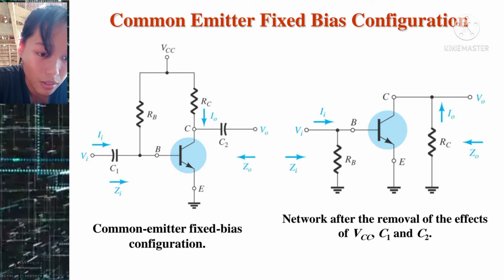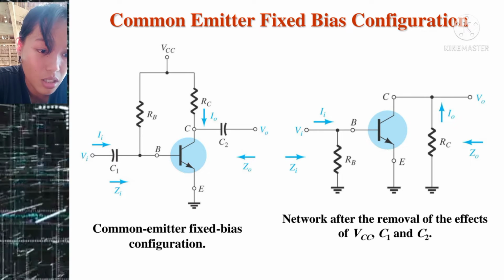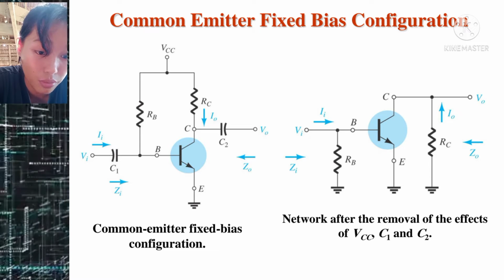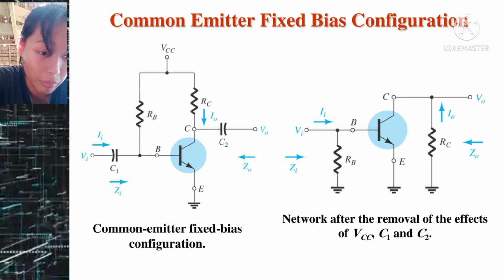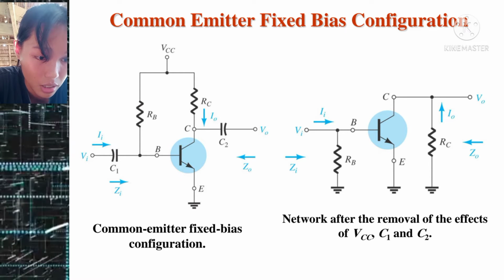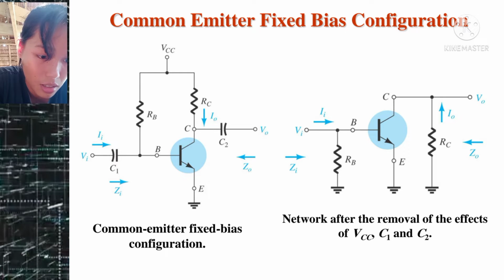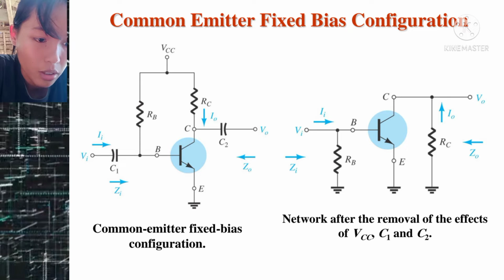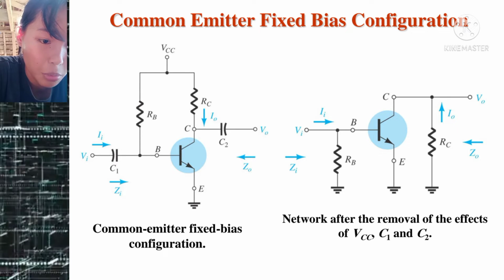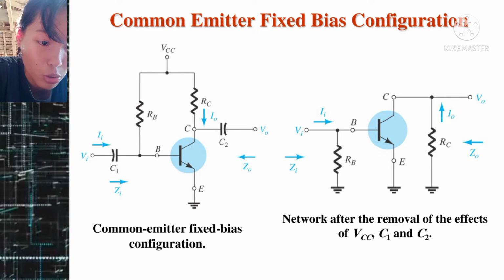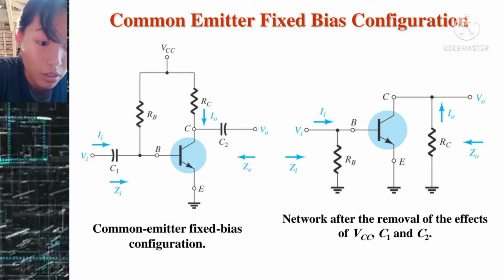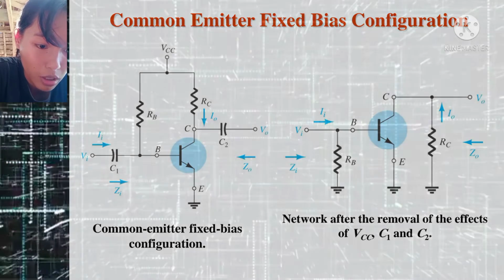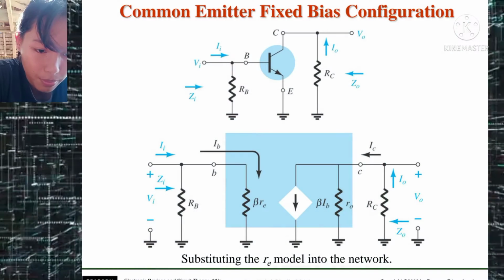So the small signal AC analysis begins by removing the DC effects of the VCC and replacing the DC blocking capacitors C1 and C2 by short circuit equivalence, resulting in this figure on the right. And now, substituting the re model for the common emitter configuration from this figure on the right, the result will be this next figure.